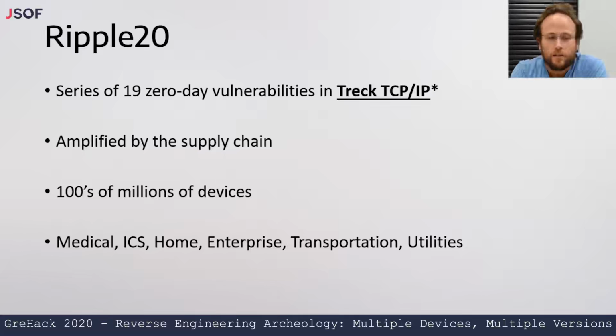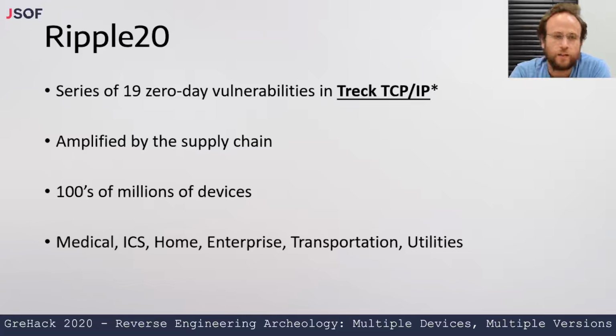What is interesting about this series of vulnerabilities is that they were amplified by the supply chain. Despite the fact that they were all found in this one piece of software called Treck TCP/IP, which was written and is still written by an American company called Treck, the fact that Treck had so many clients and sold the software for so many years, and that their clients had more and more clients, led to the vulnerabilities being amplified by the supply chain, reaching hundreds of millions of devices in a whole range of verticals.